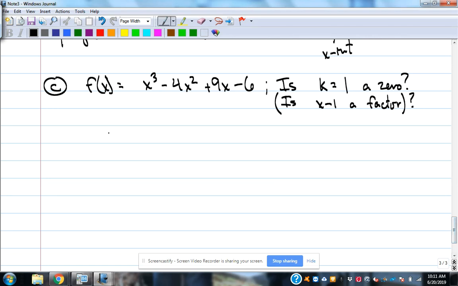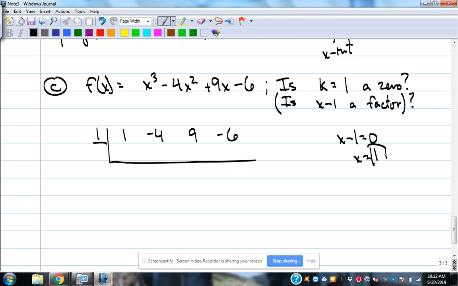So if I can take 1 and put it on the shelf here and run it through synthetic division for this polynomial, 1, -4, 9, -6. So I'm just setting up synthetic division for this polynomial by the value they gave me. They gave me a value, is 1 a 0 of this? Or they might ask it in this way, is x minus 1 a factor? x minus 1 equal to 0 would be x equals 1. That's why we know those are the exact same question.